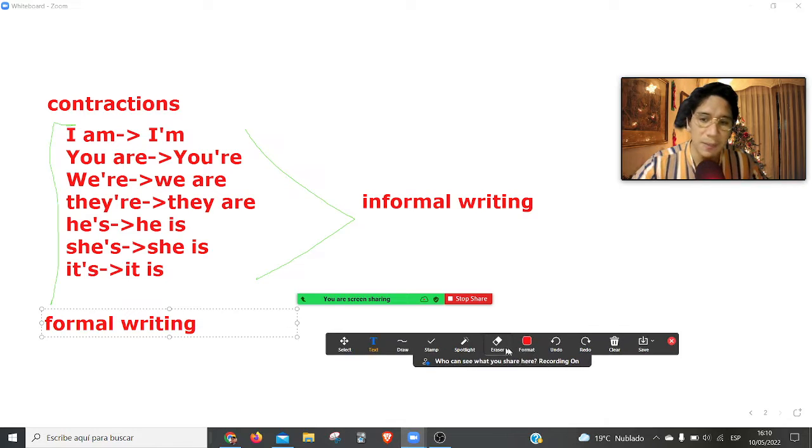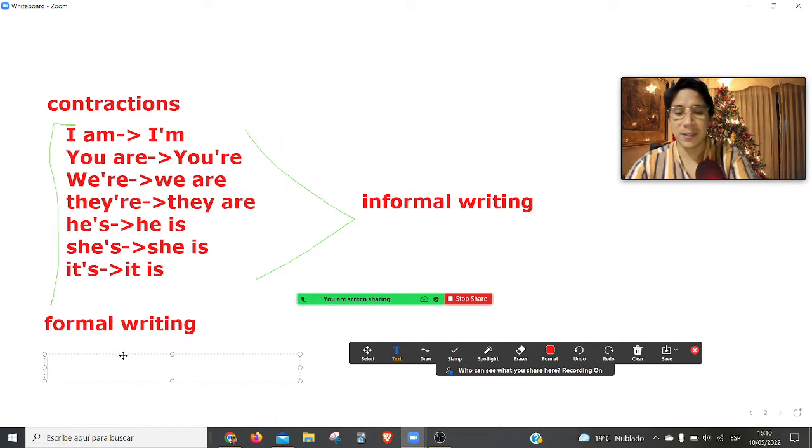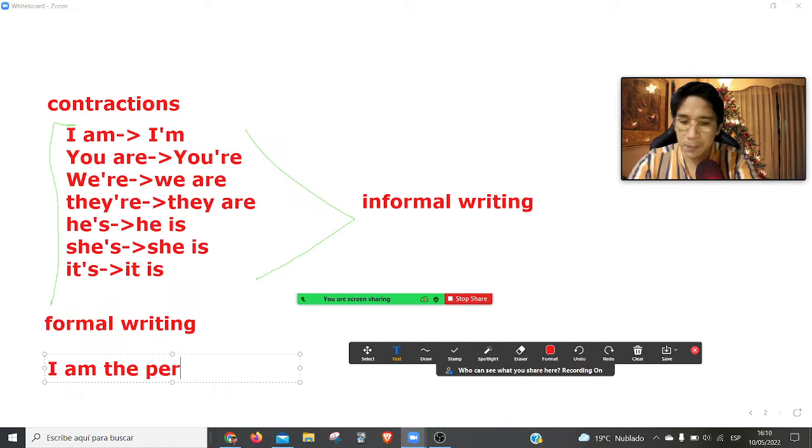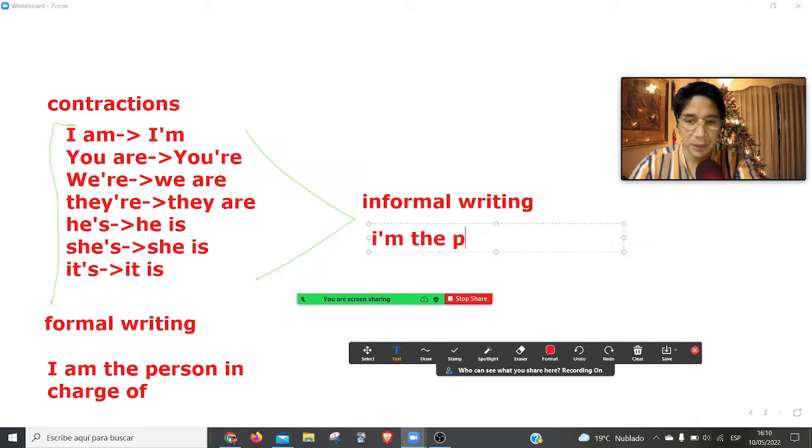Carlos, ¿qué es un informal o un formal writing? So, you have to send a mail to your boss. Tienes que enviar un correo a tu jefe. A tu jefe tú le vas a hablar de manera formal o informal. Obviamente formal. Entonces le vas a decir, I am the lawyer. Yo soy el abogado. I am the person in charge of. Y vas a hablar. Pero si es un email a tu amigo, le dices, well, I'm the person. Igualito. Utilizas contracción cuando vas a escribir de manera informal.